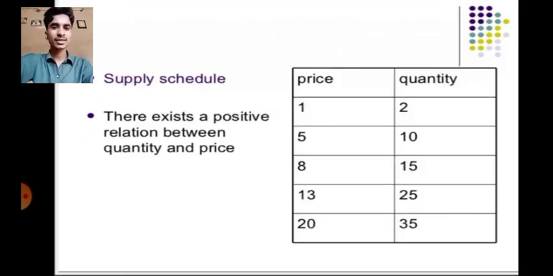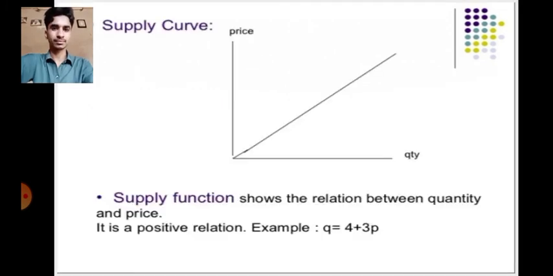Supply schedule: there exists a positive relation between quantity and price. When supply is increased, quantity is increased. Supply curve. The supply function shows the relation between quantity and price. It is a positive relationship. Example, Q = 4 + 3P.